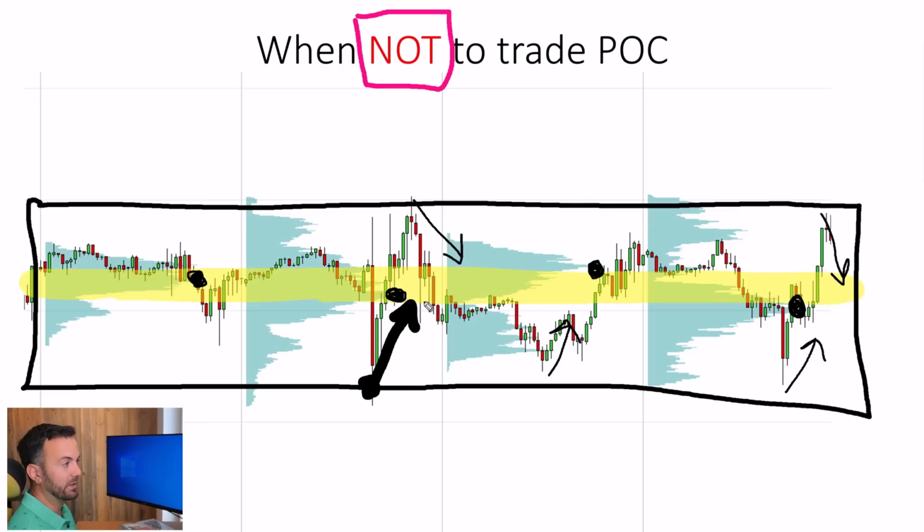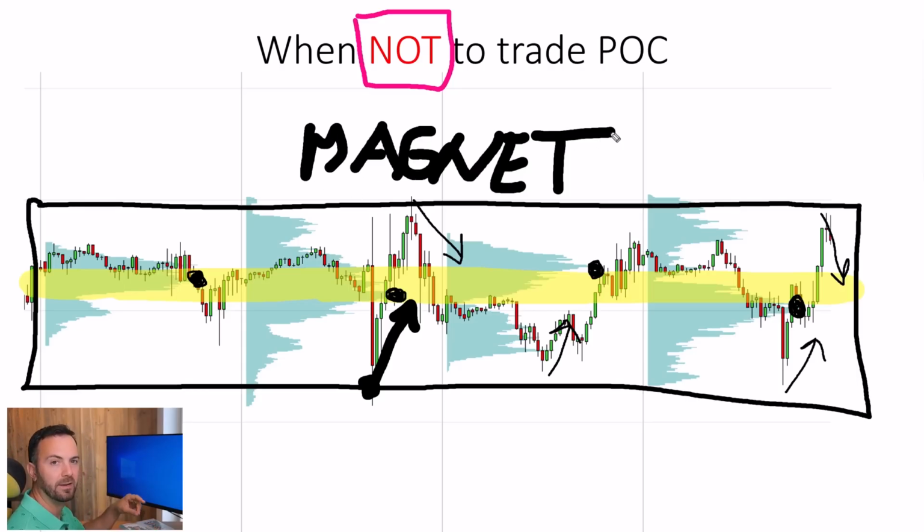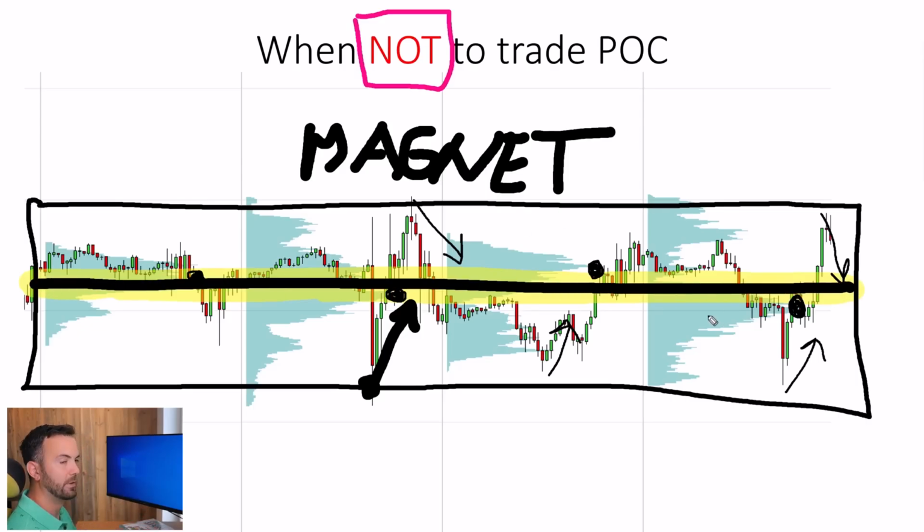It's not a support or resistance when the market is rotating. In this case, it works as sort of a magnet. The price is moving around it, and the point of control is around the center, right? So this is where not to trade the point of control strategy. In this case, you want to use the point of control as take profit.